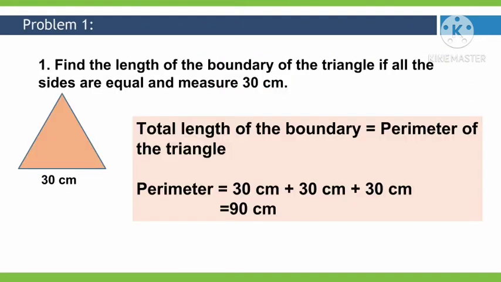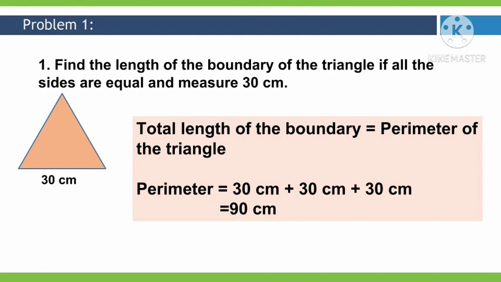Let's look at the first problem. Find the length of the boundary of the triangle if all the sides are equal and measure 30 centimeter. So here we want to find the length of the boundary of the triangle. It is given that all the sides are equal and the measure of one side is 30 centimeter, which means all the three sides are 30 centimeter only.